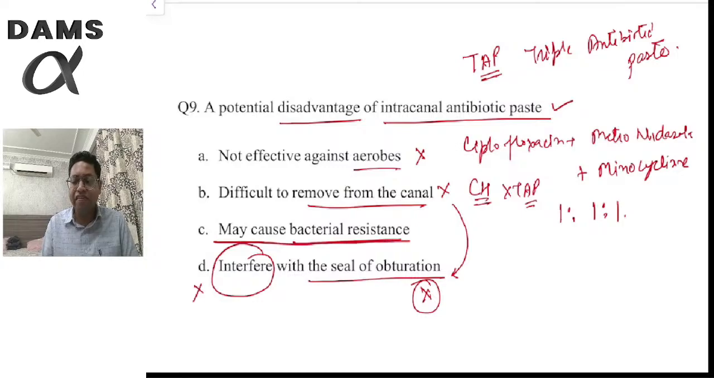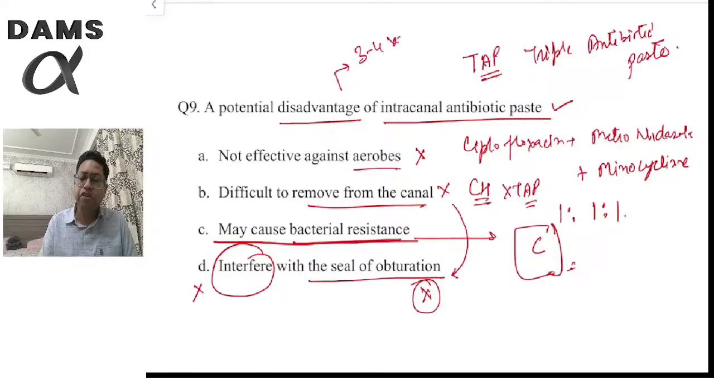It may cause bacterial resistance is a correct answer over here. We are using a combination of antibiotics. This combination of antibiotics is usually given up to 3 to 4 weeks or maybe longer in certain cases. And because of this long usage of a combination of antibiotics inside the root canals, there is some potential that it can cause bacterial resistance. So the question is asking which is a potential disadvantage. Option C is a potential disadvantage of using triple antibiotic paste inside the root canal. Answer would be option C.